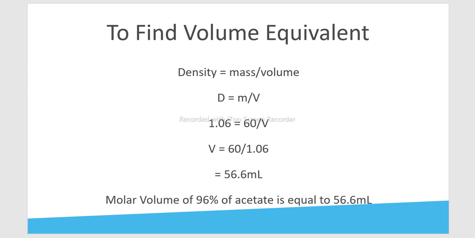To find the volume equivalent, we need the formula of density, which is density equals mass per volume, which will help us conclude the volume of the acetate we need to prepare the solution. So the density D equals M over V, which is given to us: 1.06 equals 60 divided by V. Let's interchange the places of density and volume. Then we'll get 60 divided by 1.06, which concludes to 56.6 ml. This is the molar volume of 96% acetate, which is equal to 56.6 milliliter.